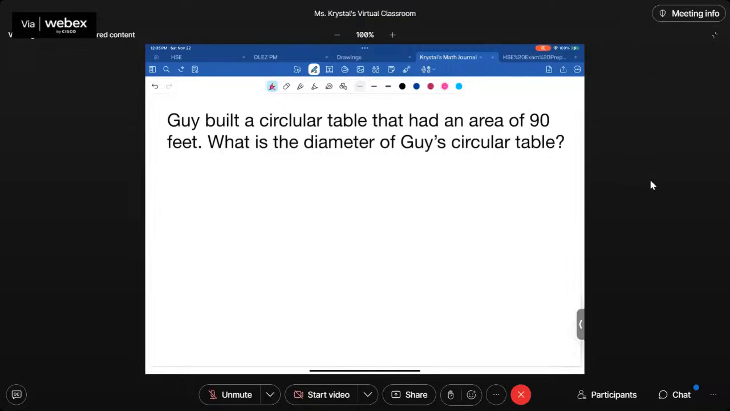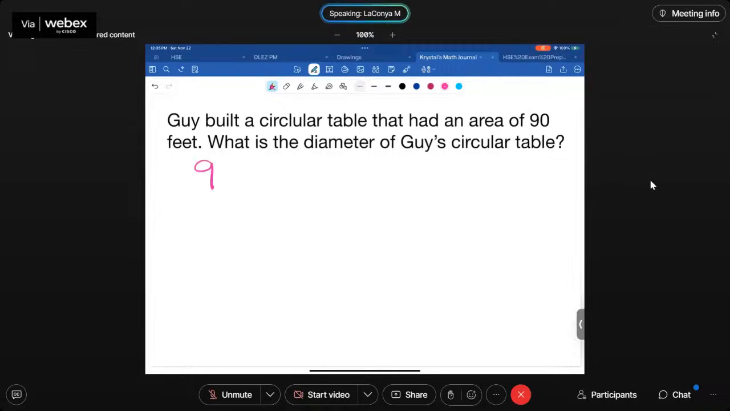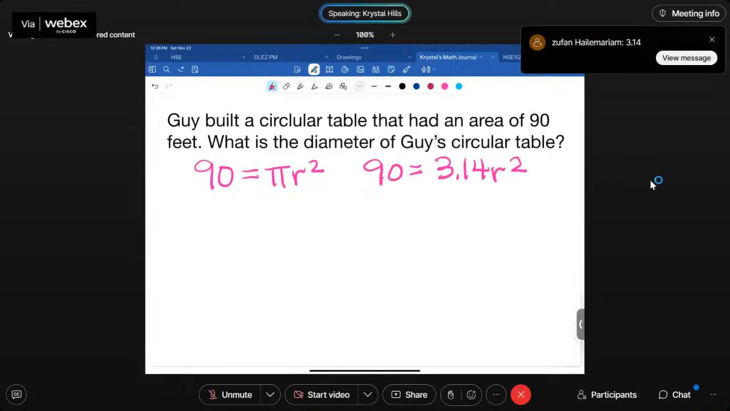Miss Krystal. Yes, ma'am. We got to do this because it threw me for a loop. I'm in shambles. I know the formula for circle because it gave me the area, which was 90 equals pi times the radius squared. Okay, so 90 equals pi times radius squared. How much is pi? 3.14. So 3.14 times radius squared. What should I do now?